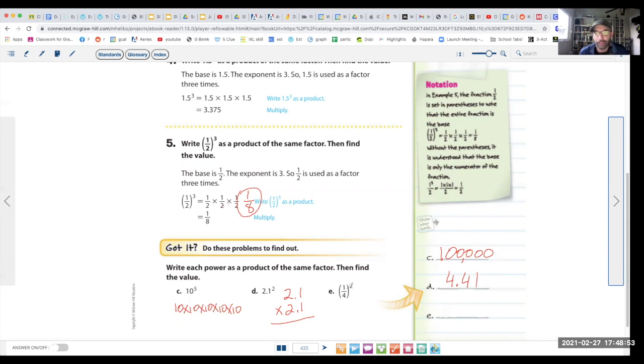Let's try letter E. 1/4 squared, or 1/4 to the second power. Ready, go. All right, so this just means it's 1/4 times, and you'll see this sometimes people write a dot for times. 1/4 times 1/4, which is going to equal 1 times 1 is 1. 4 times 4 is 16. So this will be 1/16. Easy.